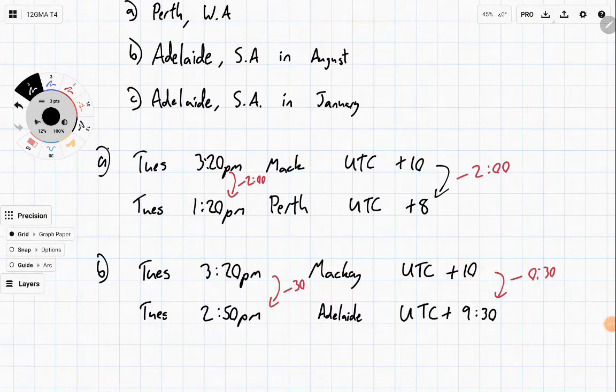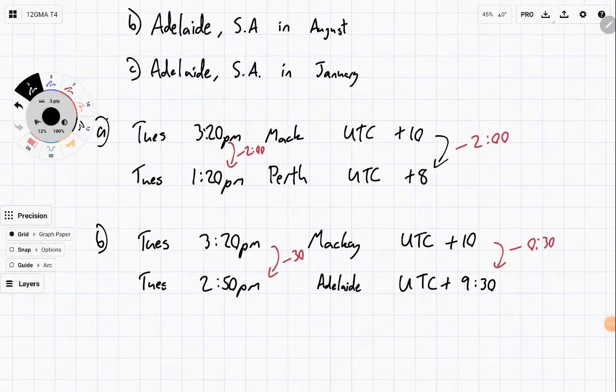So at 3:20 p.m. in Mackay, it would be 1:20 p.m. in Perth. And for Mackay and Adelaide, at 3:20 p.m. in Mackay, it'll be 2:50 p.m. in Adelaide. But that's during not summer. So for C in January, well, January is summertime, which means that the UTC is not going to be 9:30. It's actually going to be 10:30.